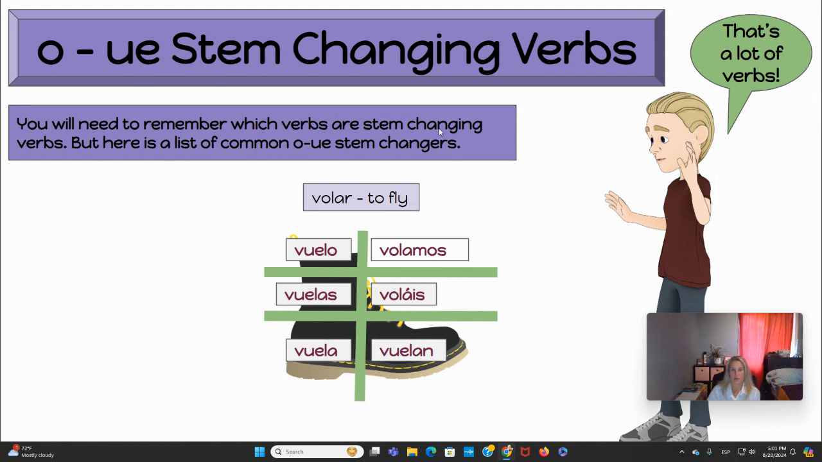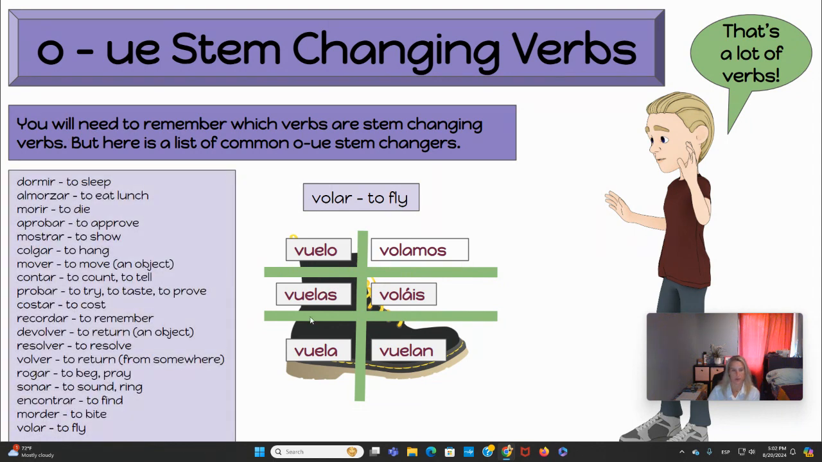You'll need to remember which verbs are stem changing verbs, but there's a list of common O to UE stem changers. Here's another one. Volar means to fly. And so look at its conjugation. Vuelo, vuelas, vuela, volamos, voláis, vuelan. You put the AR verb endings and you remember to change the O to UE inside of the boot. Here's a whole list of verbs that are O to UE. If you want to pause and take some notes, you can try to learn these as vocabulary words as well.